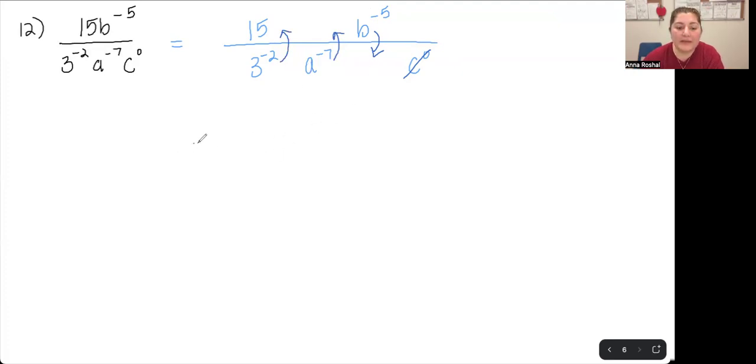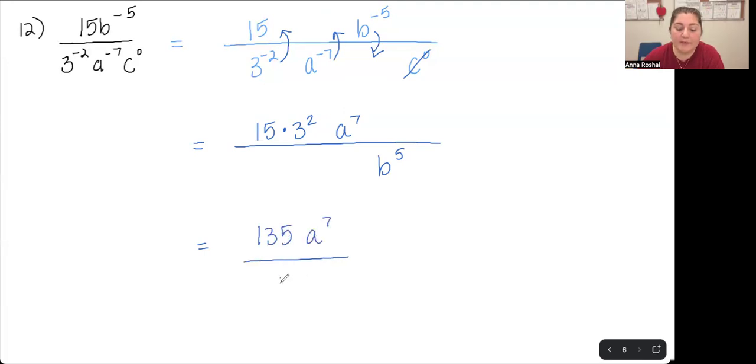So when I look at this once more, I'm going to end up with 15 times 3 to the second. A to the 7th is going to go up top, and b to the 5th is going to go down below. There's nothing else that I can actually go in and simplify. So I'm just going to go ahead and multiply everything and put it all into one thing. So this would be 15 times 9, which is 135. A to the 7th over b to the 5th. Because I cannot simplify anything anymore, this is my final answer.